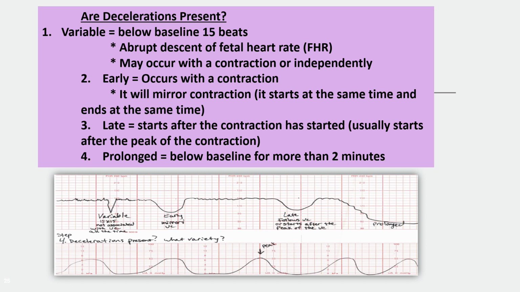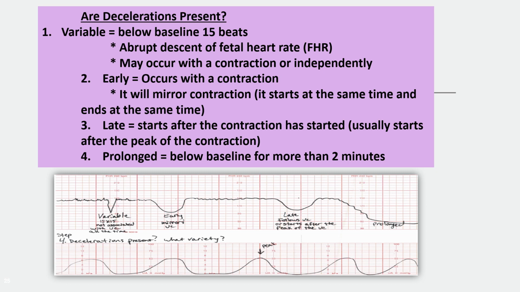We talked about earlies. They usually will mirror the contraction. It starts at the same time and it ends at the same time. Now the key with early decelerations, because if you look here, here's the early, here's the late. They look very similar, don't they? Very similar. If you're just looking at characteristic, which we're not measuring these based on, I want you to look and see where the heart rate goes back up. Right here in that early, it goes right back up to baseline once the contraction ends. That's your key to knowing this is an early. It should resolve once the contraction's over.